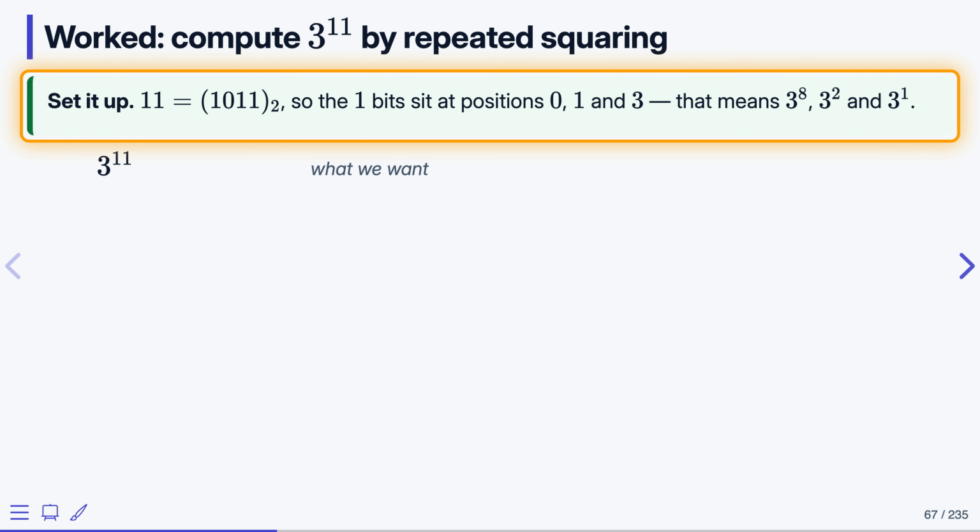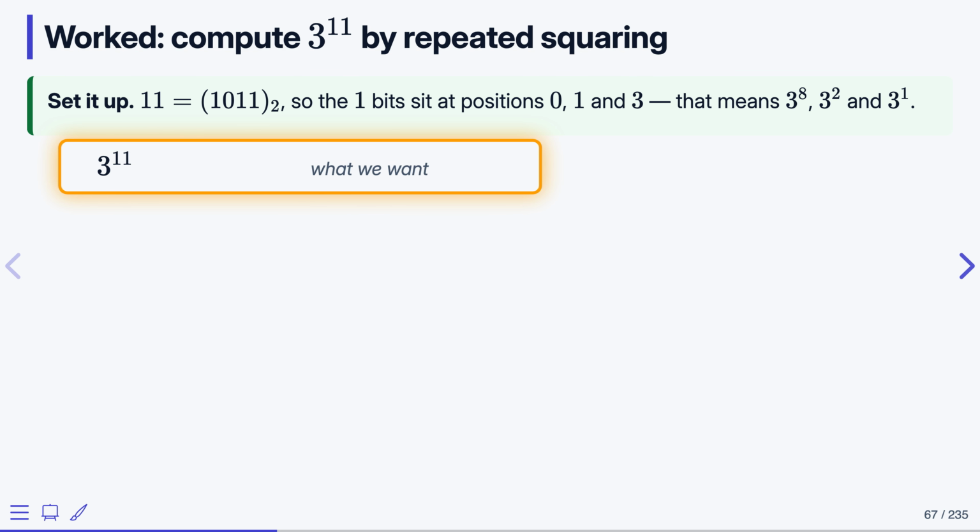Set it up. 11 in binary is 1, 0, 1, 1. The bits that are 1 sit at positions 0, 1, and 3. Position 3 means 3 to the 8th. Position 1 means 3 squared. Position 0 means 3 to the 1st.